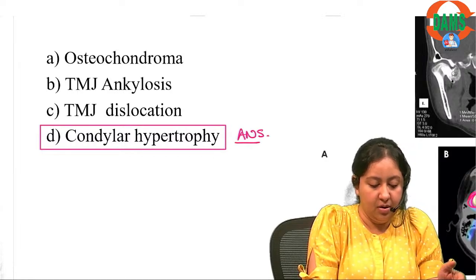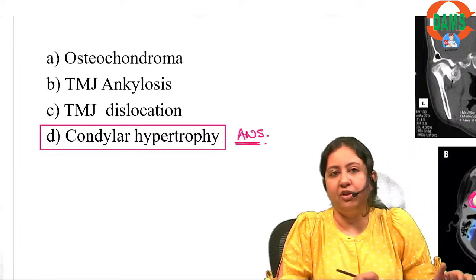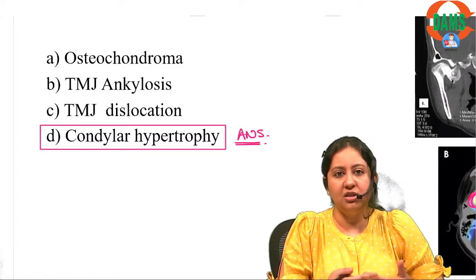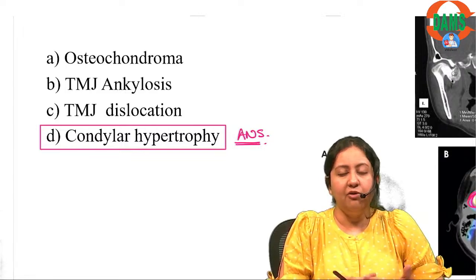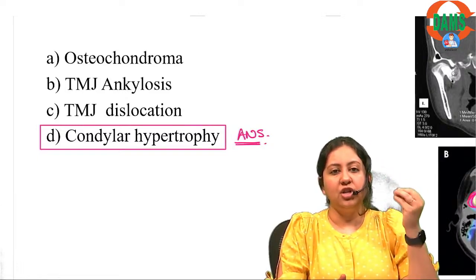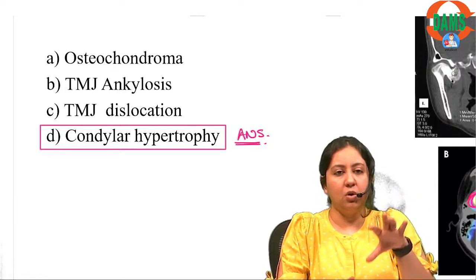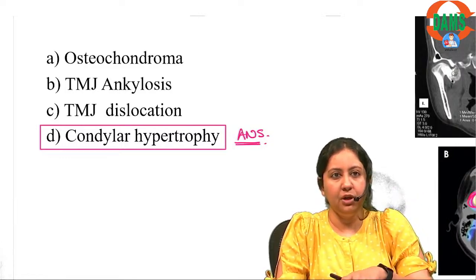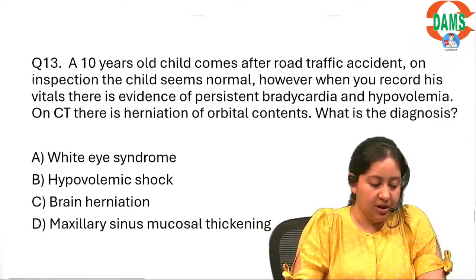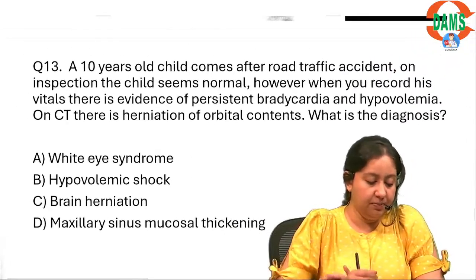Condylar hypertrophy means the condyle is growing, its growth has not ceased, there is active bone formation over there. That is why there would be increased tracer uptake, and it will show as a hot spot or a shining scintillating spot on a bone scan. Alright, is it clear everyone?